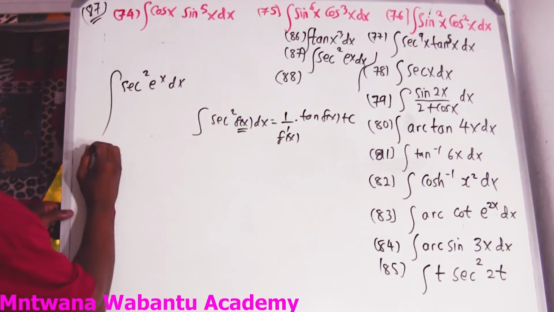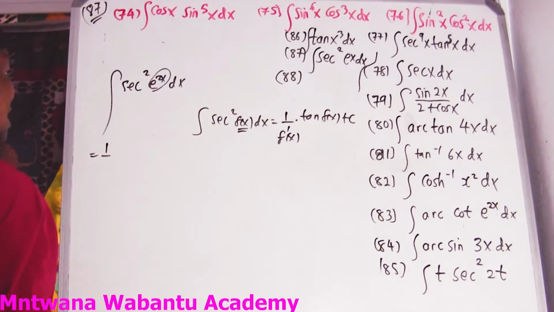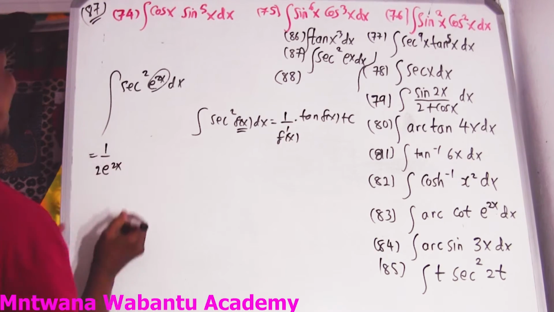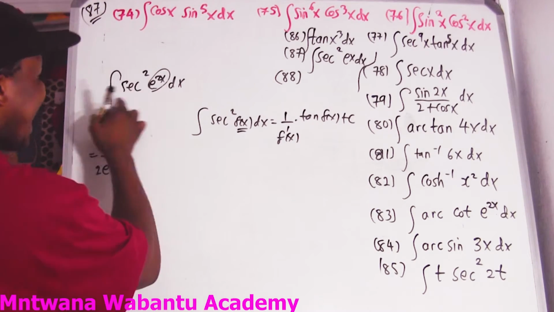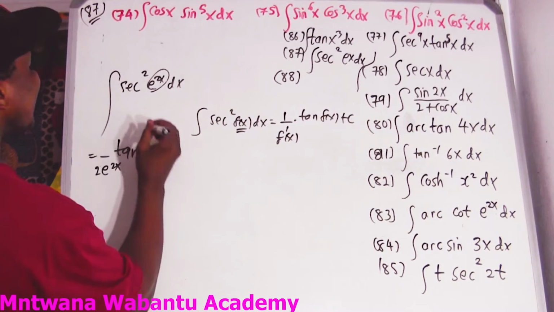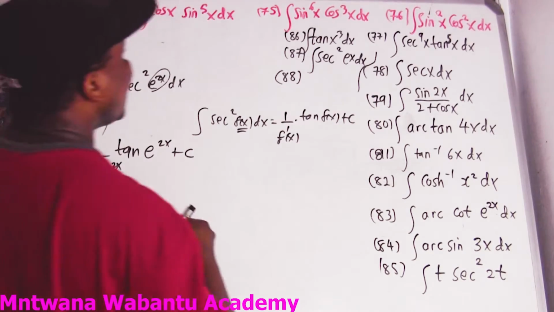So same here. This is 1 over the derivative of this function. You differentiate e to the 2x, for example. It's going to give you 2e to the 2x, and then when you integrate the sec squared, you get tan. So I don't need this one because 1 times anything is just 1. Tan of e to the 2x plus constant. So we're done with this question.